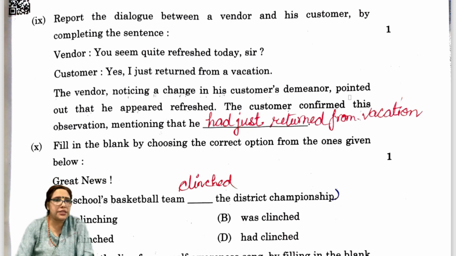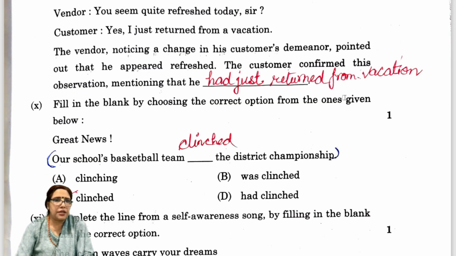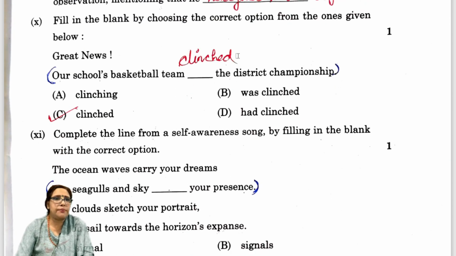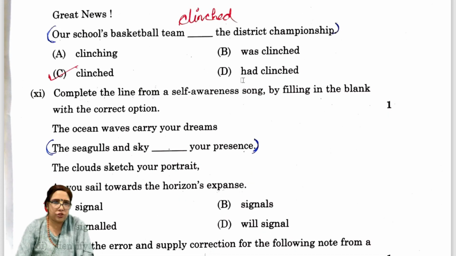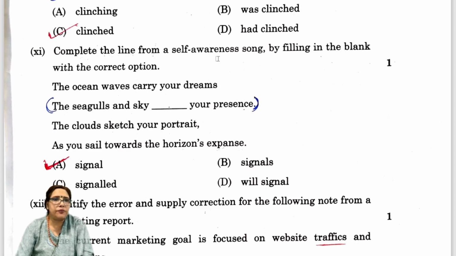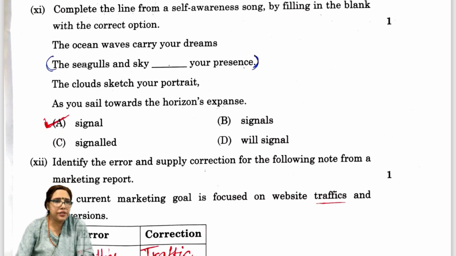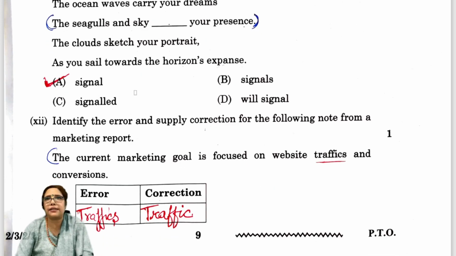Okay, now 9th part is again reported speech. And the answer to this is, the customer confirmed this observation, mentioning that he had just returned from vacation. Now fill in the blank by choosing the correct option, that is your 10th part, and the answer to this is C part, clinched. So our school's basketball team clinched the district championship. Now 11th, complete the line for self-awareness song, and since seagulls and sky. So that means we have 2 things, and therefore your answer should be A, signal.